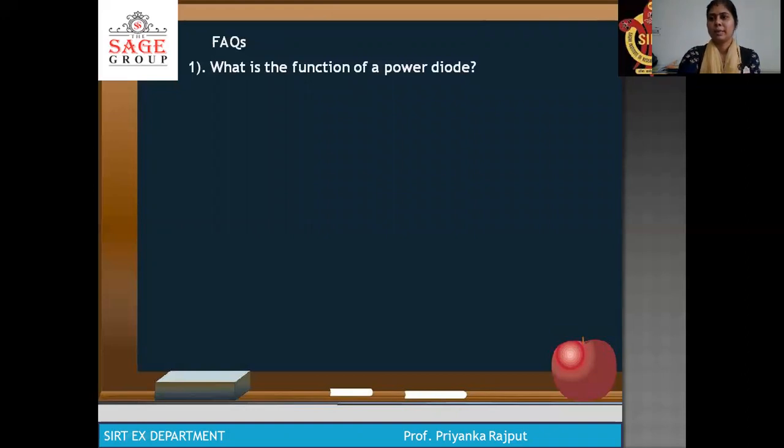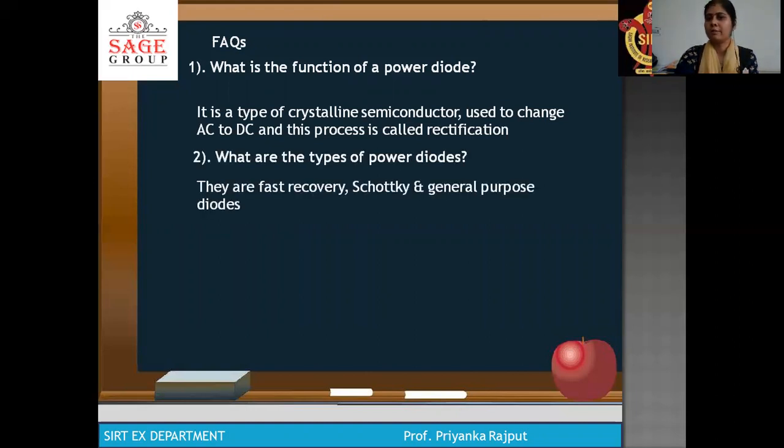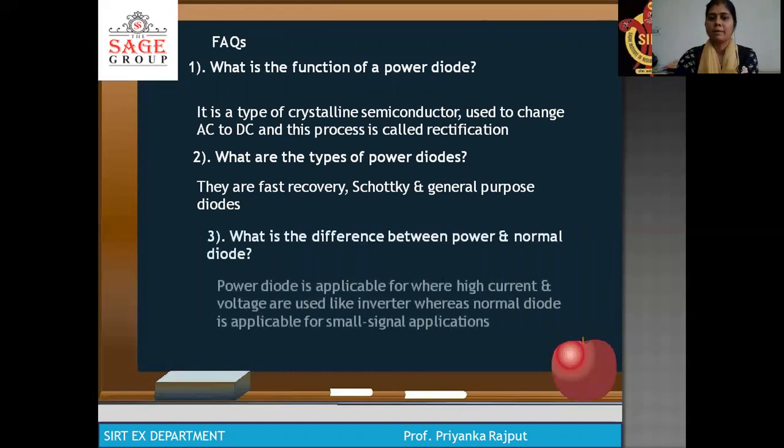So now, a few simple questions. What is the function of the power diode? Why is it used? Its function is rectification. Next question: what are the types of power diode? There are three types: fast recovery, general purpose, and Schottky diodes. And the last one: what is the difference between power and normal diodes? Power diodes are applicable where high current and voltage are used, like inverters, whereas normal diodes are applicable for small signal applications.